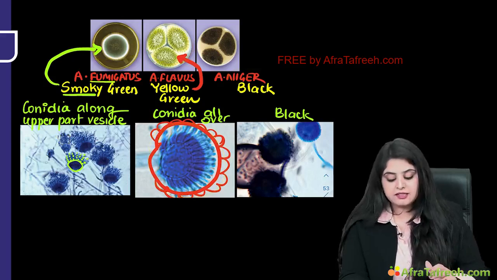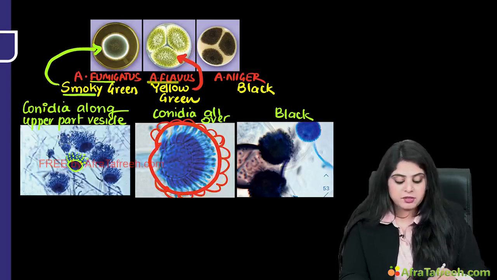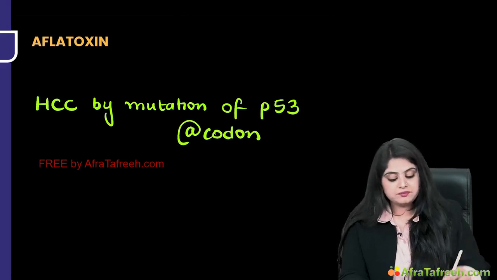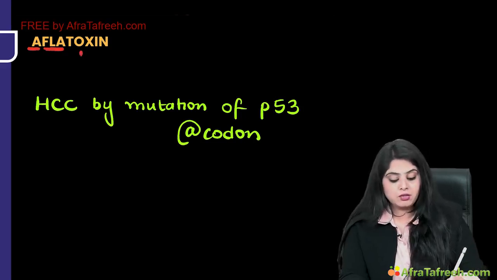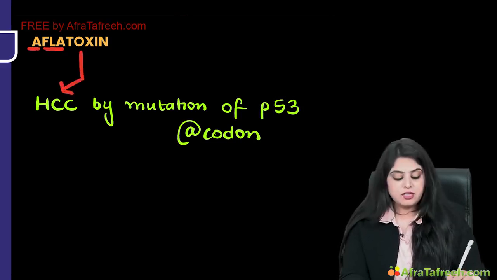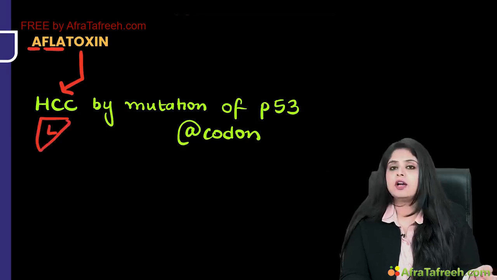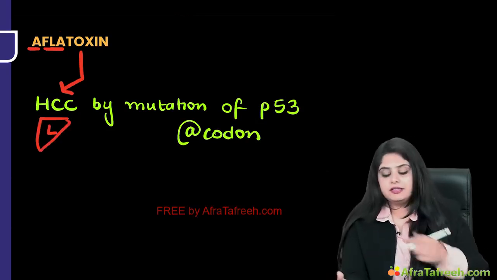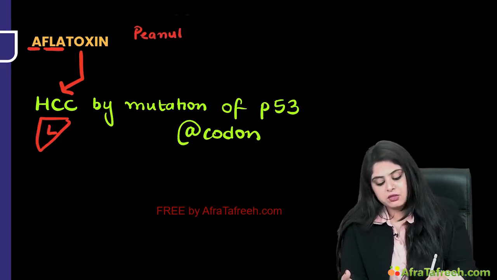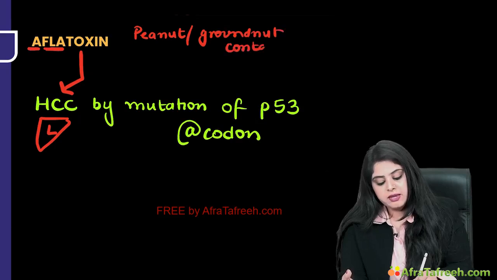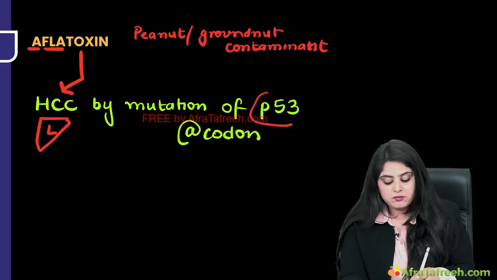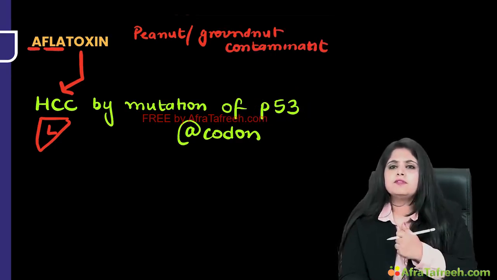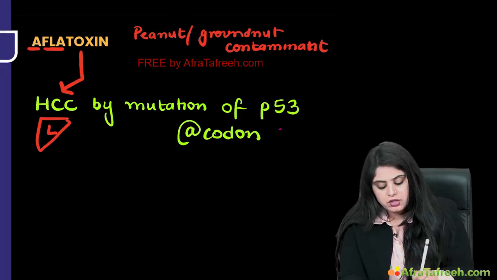Okay, now is there any toxin that can come out of Aspergillus flavus? So remember, Aspergillus flavus produces a toxin called aflatoxin. Go back to pathology and medicine. What does aflatoxin cause? It causes hepatocellular carcinoma. How does it get inside my body? So please remember, aflatoxin can be a peanut or groundnut contaminant. And this is going to enter my body and cause hepatocellular carcinoma. How? By the mutation of P53. At what codon? At codon 249.